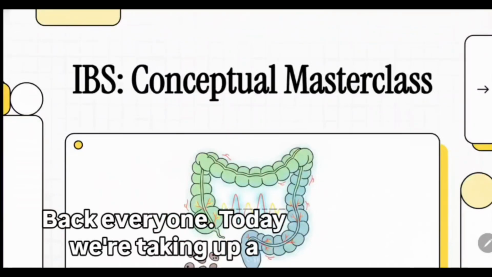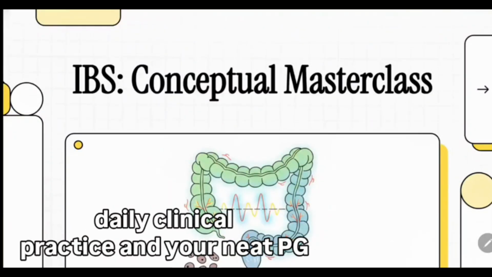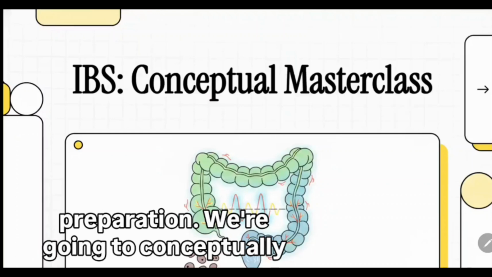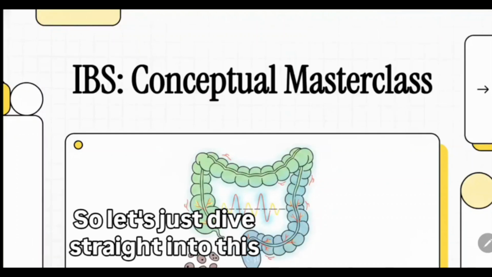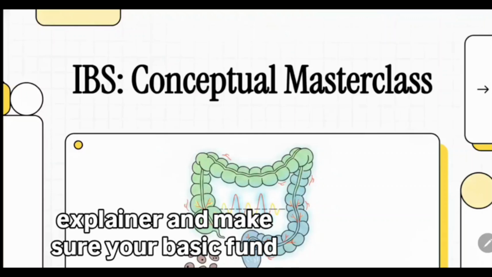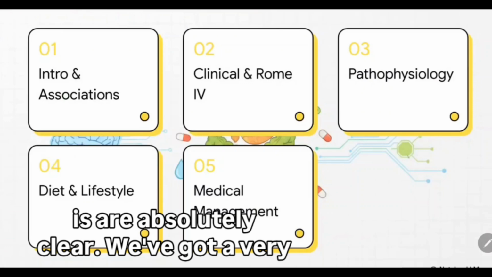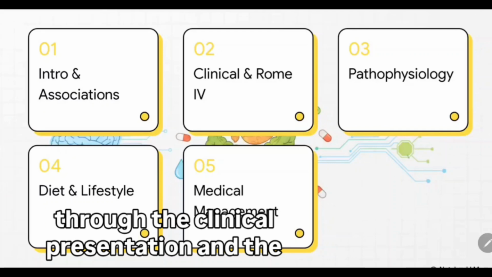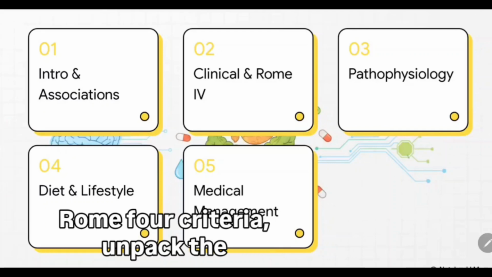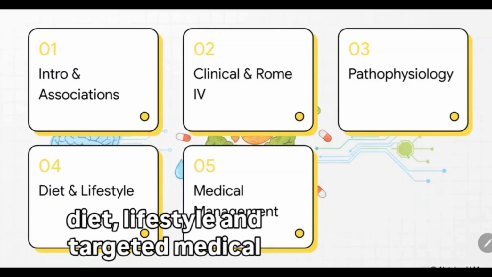Back, everyone. Today, we're taking up a really crucial topic for both your daily clinical practice and your NEET PG preparation. We're going to conceptually master irritable bowel syndrome, or IBS. So let's just dive straight into this explainer and make sure your basic fundas are absolutely clear. We've got a very logical flow today. We'll start with the basics and systemic associations, move through the clinical presentation and the Rome 4 criteria, unpack the pathophysiology, and finally look at diet, lifestyle, and targeted medical management.